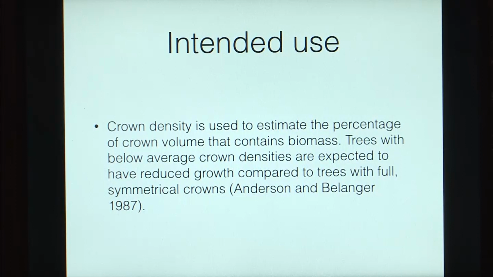Once you have determined the crown density, how is that useful? Crown density is used to estimate the percentage of crown volume that contains biomass, which was its definition. Trees with below average crown densities are expected to have reduced growth as compared to trees with full and symmetrical crowns. Why so? Because if you do not have any biomass there, if you do not have any leaves there, then the amount of photosynthesis that this tree is going to perform will be less, and a lesser amount of photosynthesis means that this tree is going to have lesser biomass or lesser growth. So, this is the utility of crown density.